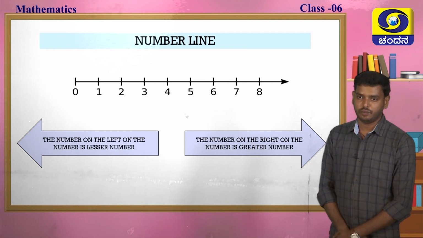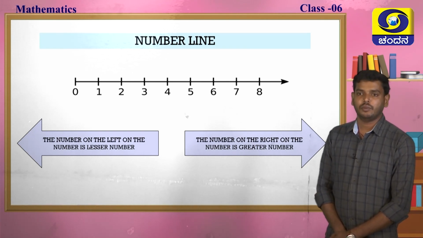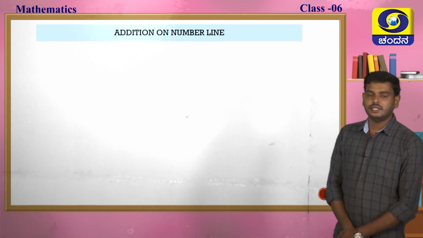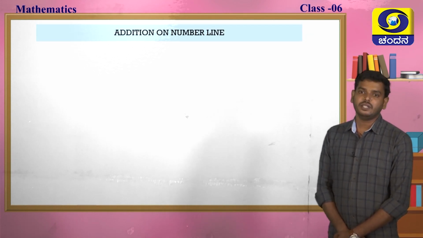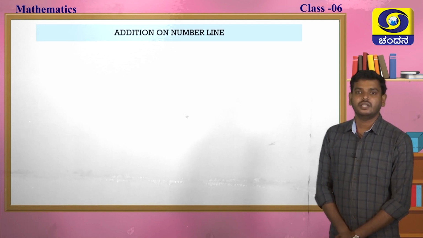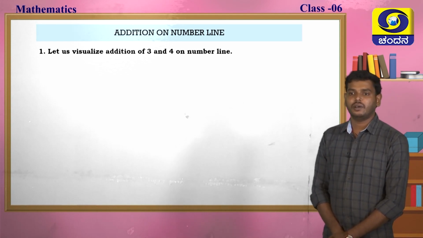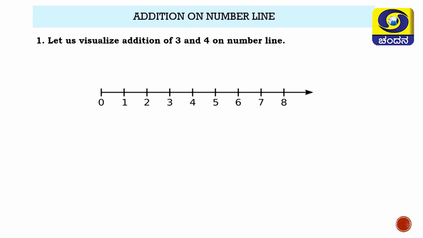Now we perform some of the basic operations on the number line. I hope you have understood the points about the number line, children. So, as I said, we will perform some basic operations on the number line. First, we will start with addition on the number line. Let us visualize the addition of 3 and 4 on the number line. To add 3 and 4, of course, you need a number line. Draw the number line and write the numbers 0, 1, 2, 3 etc.